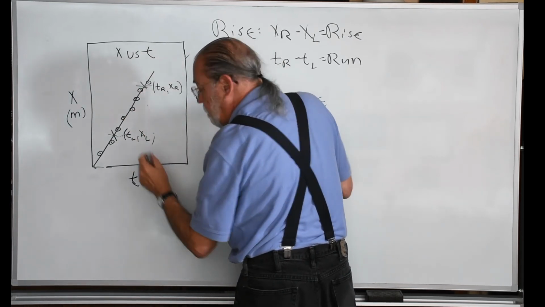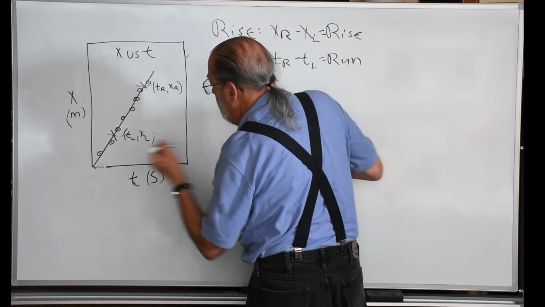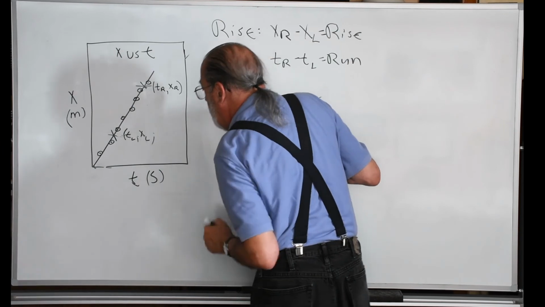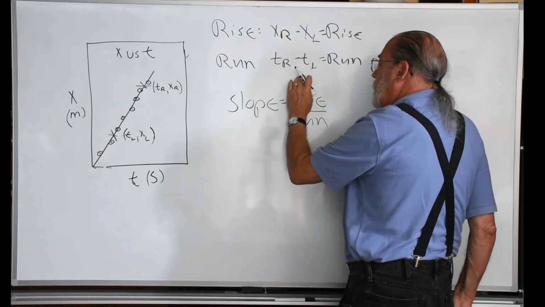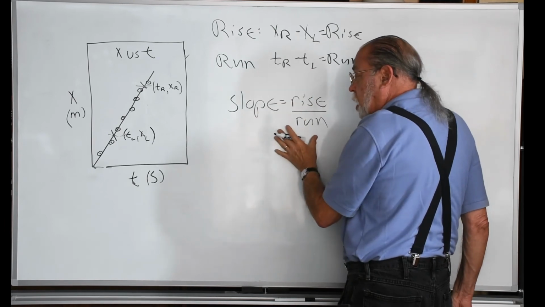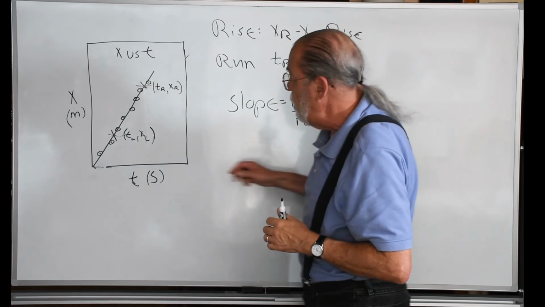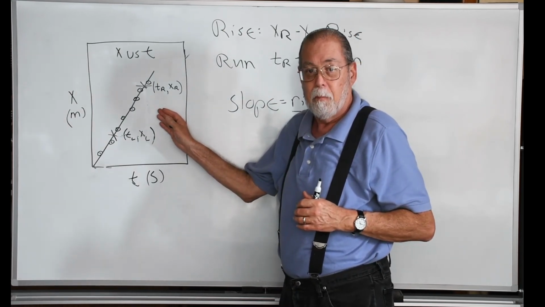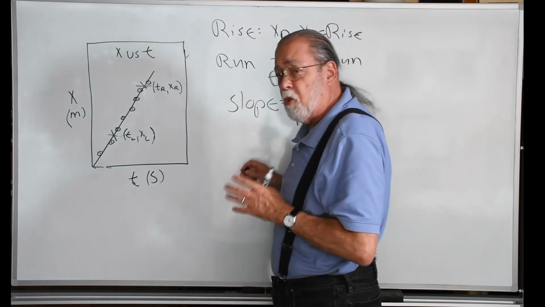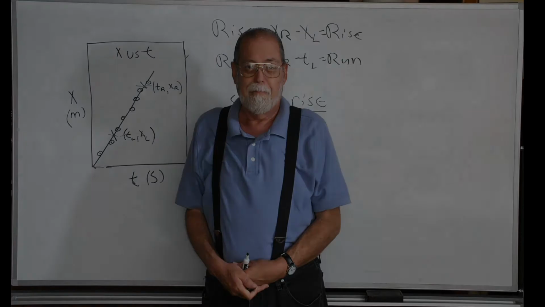You don't have to do that. And then you calculate your rise, you calculate your run, and you calculate your slope, which is the rise over the run, on a separate page, not on the graph paper. Okay? So review this section carefully. It's one of the most important parts of this entire video.